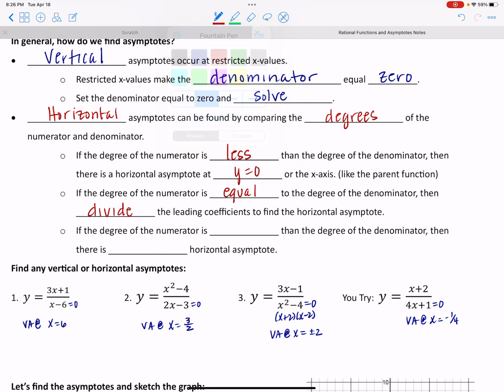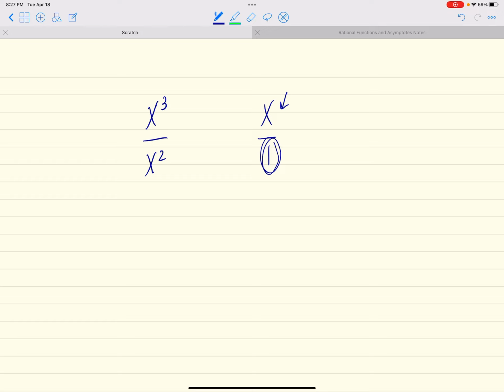If the degree of the numerator is bigger, so if I have something like x to the third divided by x squared, then the top of the fraction is going to grow faster than the bottom. So imagine in the parent form if you had x over 1, well, this is going to get bigger, and then dividing by something smaller has very little impact. So you're just going to have something that grows without bound. There isn't going to be a restriction.